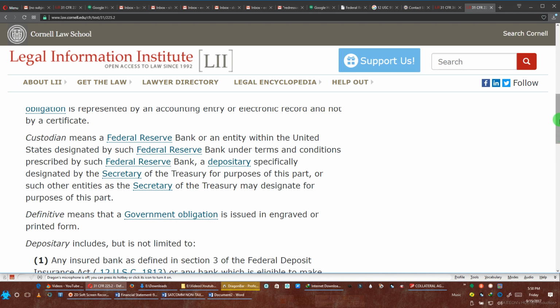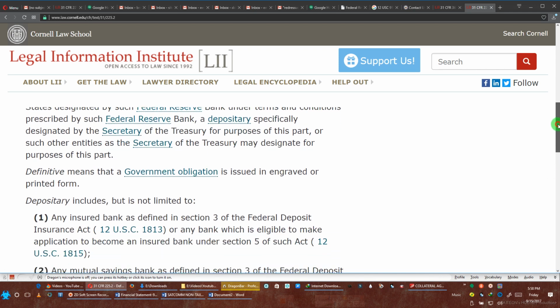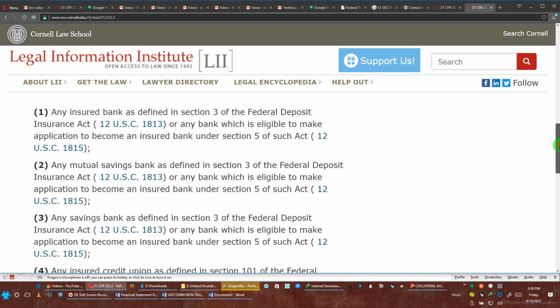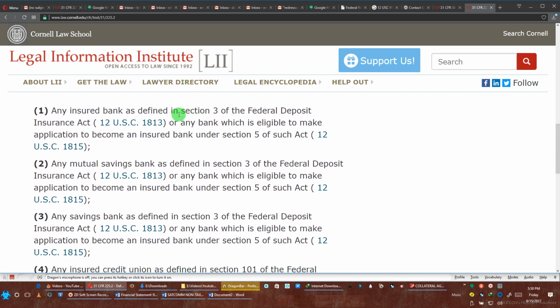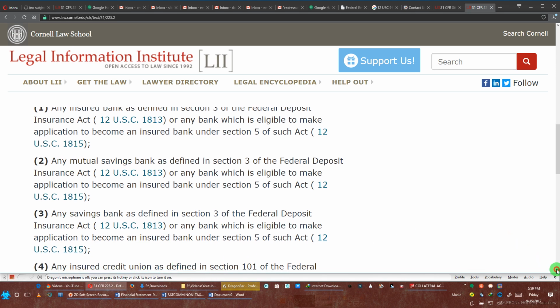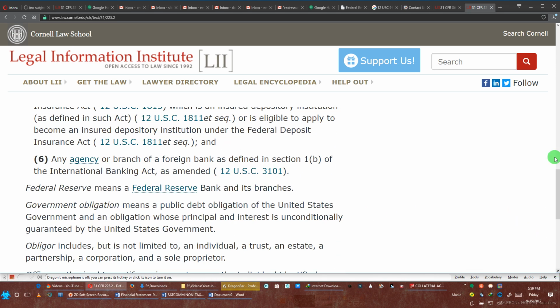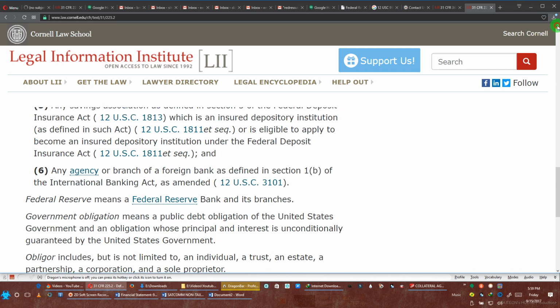Okay, now let's look at what depository stands for. Any insured bank as defined in Section 3 of the Federal Deposit Insurance Act, or any bank which is eligible to make application to become an insured bank under Section 5 of such act, a mutual savings bank, an insured credit union. Okay, let's go on. These are all the custodians, the same as I told you all earlier.